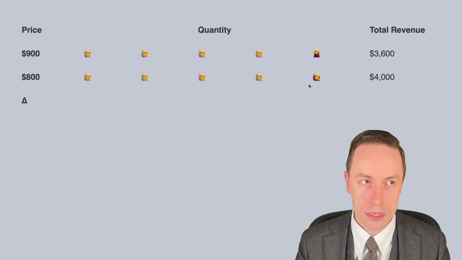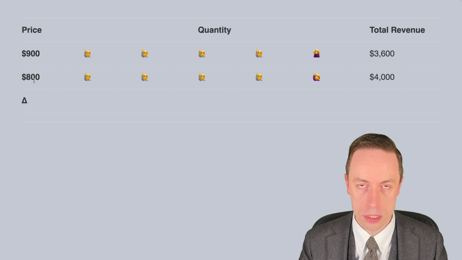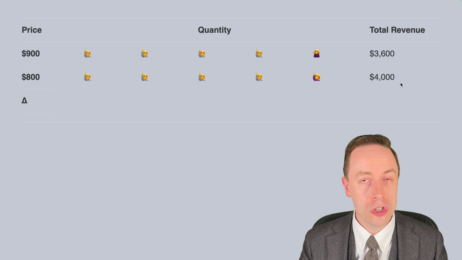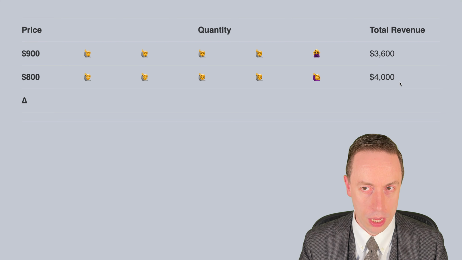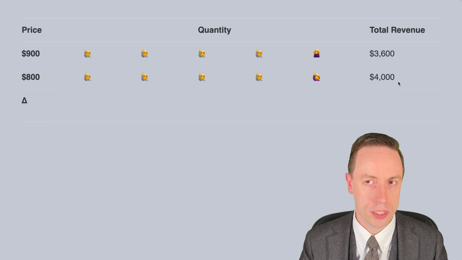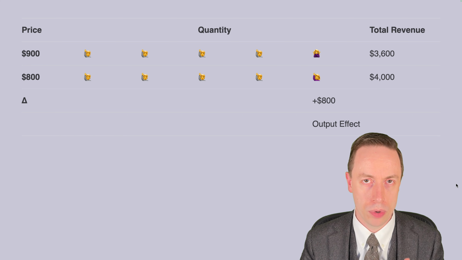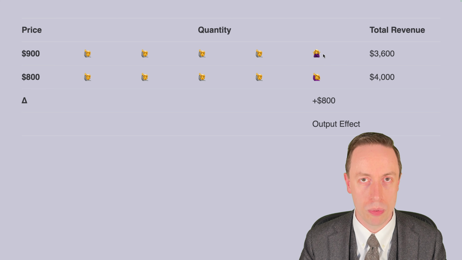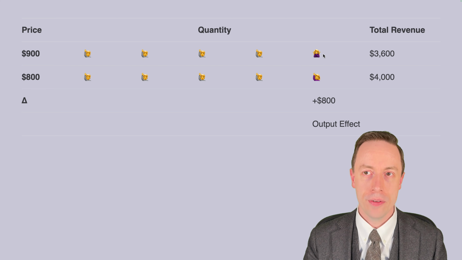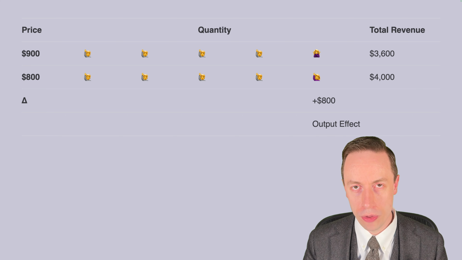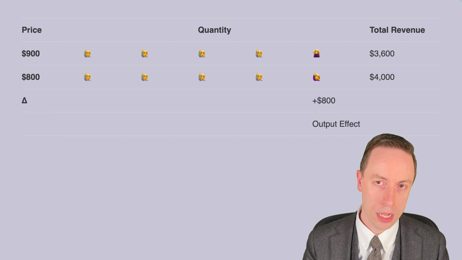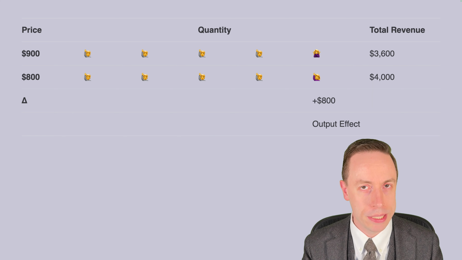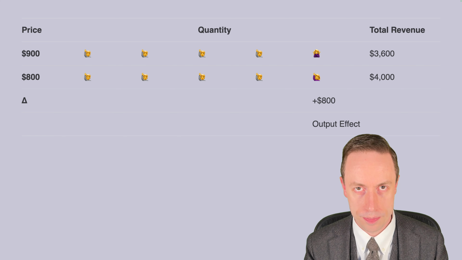She's giving us $800, but our revenue is not rising by that full $800. So let's take this apart. She is giving us $800, right? That's $800 more than we're getting from her than we did at the price of $900, because at the price of $900, we were getting nothing from her. This is what we call the output effect in economics. You sell more units, somebody's giving you money that beforehand wasn't.